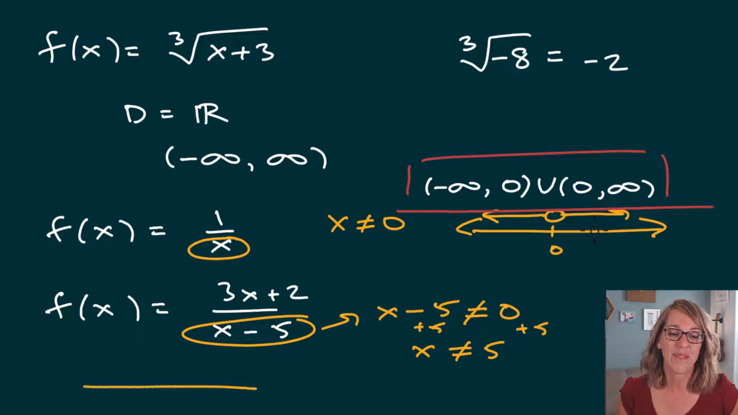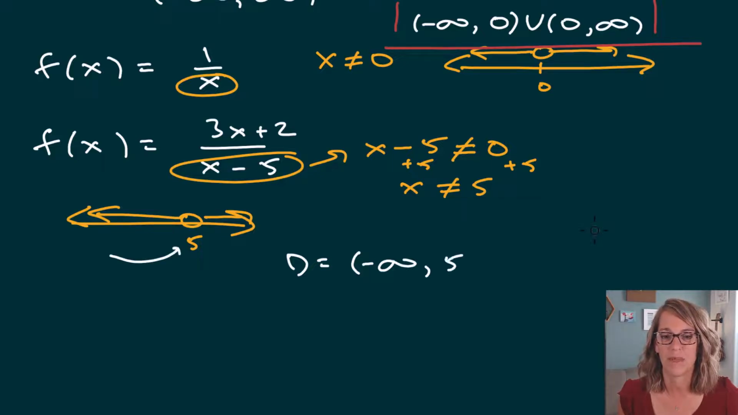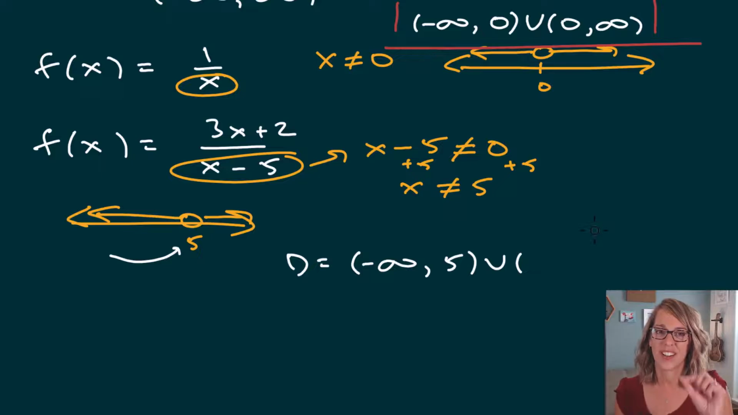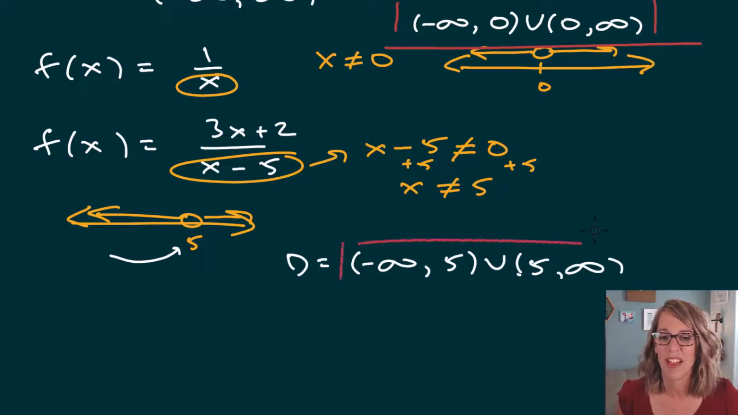So I will take everything except 5. I'm going to put an open circle there at 5. Everything to the left, everything to the right. So I'm starting really with negative infinity to infinity, but I need to skip over 5. So my domain is negative infinity to, I'm going to come up to 5, then skip it, union with, I'm going to start on the other side of 5 and continue on my number line with everything else up to infinity. So this is my domain.